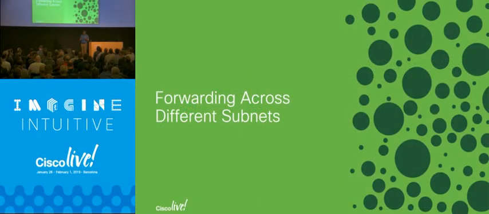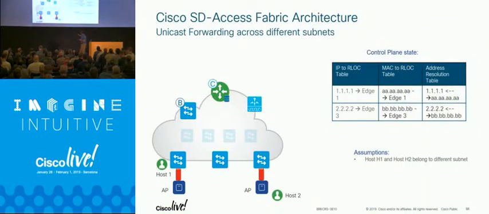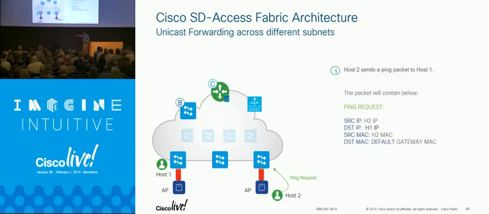So this was forwarding in the same subnet. Let's look at forwarding across subnets. Again, let's say we had host 1 in subnet 1, host 2 in subnet 2. Your control plane state is formed. Everything is OK. Now host 2, let's say, wants to talk to host 1, and it sends a ping request.